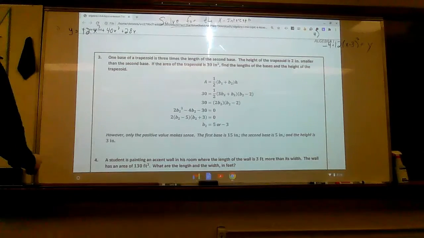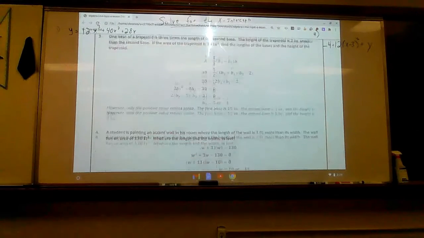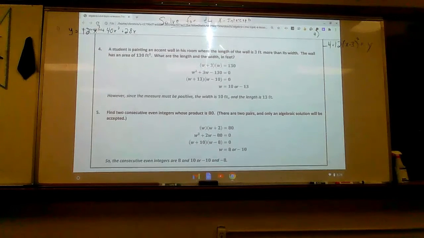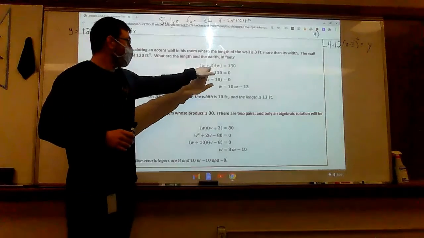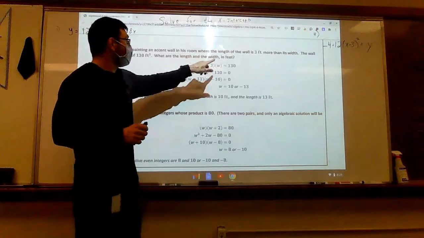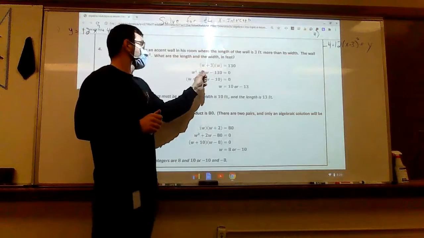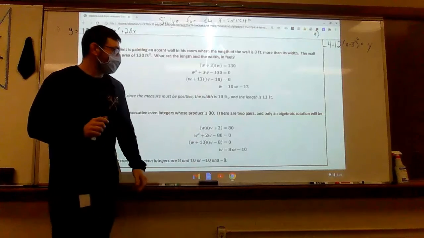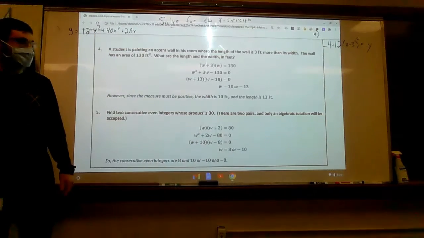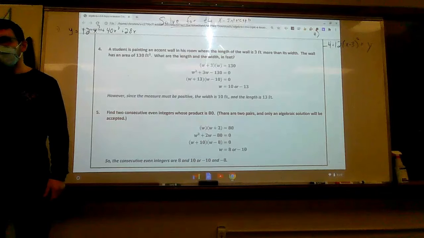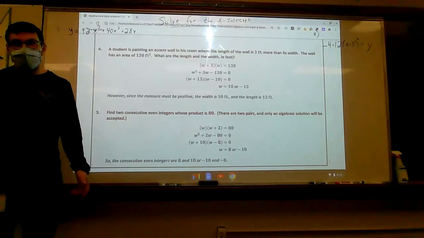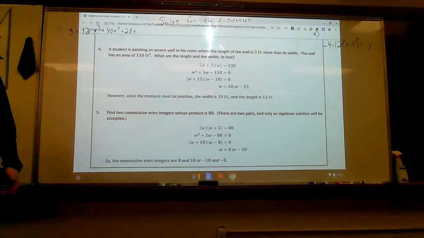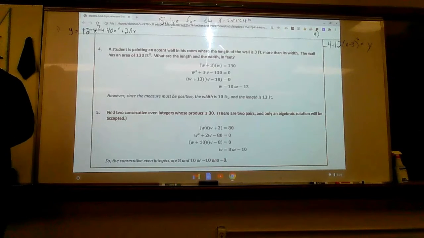That's not what I want. I want this. Okay, a student is painting an accent wall in his room, where the length of the wall is 3 feet more than the width. So here's the length, 3 feet more than the width, and the width. The area is 130. Same thing as number 1. It really is the same thing as number 1. Questions there? If you don't have these, it'd probably be a good idea to copy them down after I just said, hey, these are going to be on the quiz.